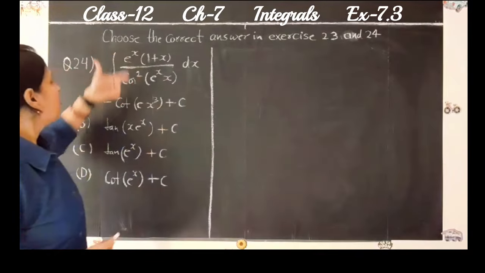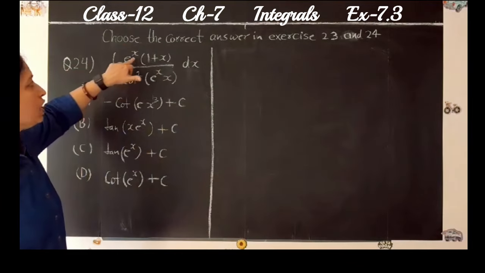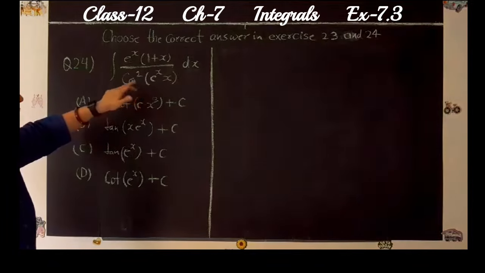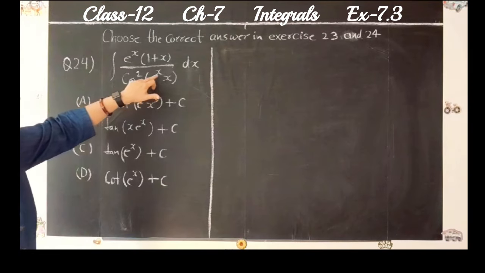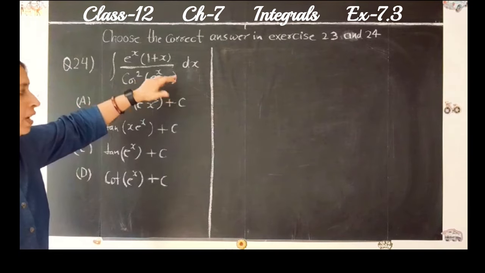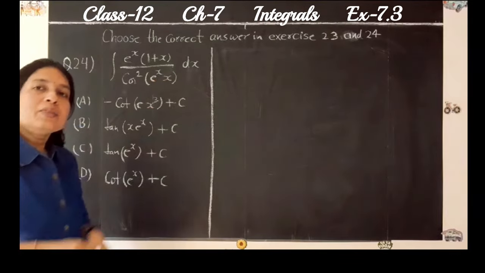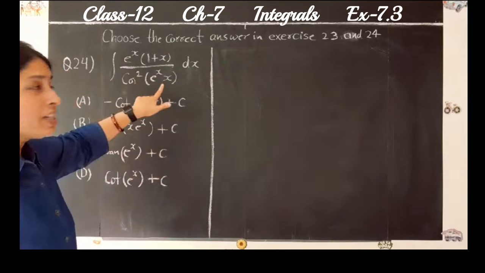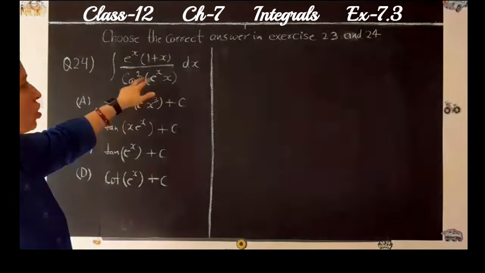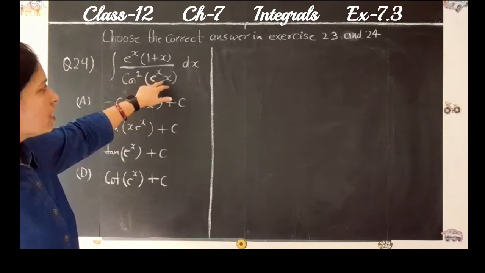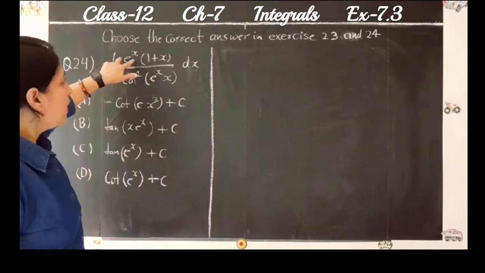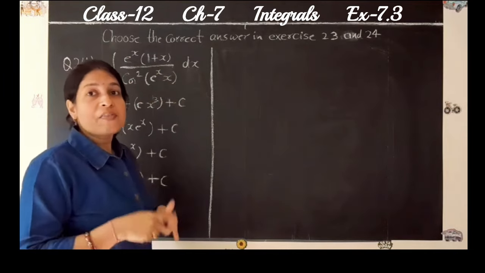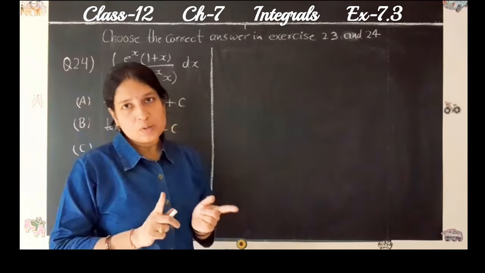Question number 24. It is integral of e to the power x into 1 plus x divided by cos square of e to the power x into x. Here 4 options are given. We have to find out which one is correct. So here you can see that it is given cos square e to the power x into x, and here e to the power x is also given, and we know that derivative of e to the power x is e to the power x.